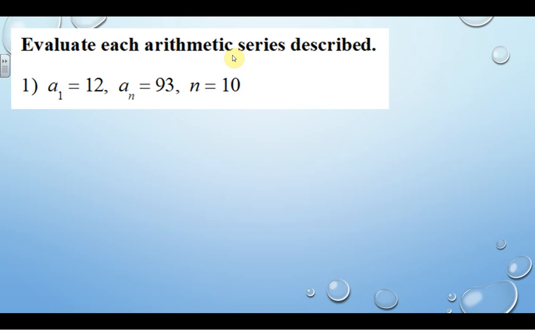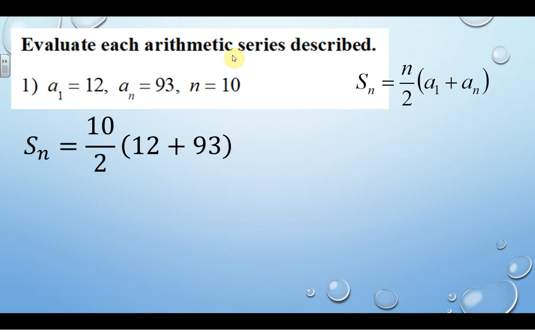So again, it's n over 2, parentheses, a sub 1 plus a sub n. Well, 10 over 2, parentheses, 12 plus 93. Bam, look at that. I made an easy one to warm us up. So if they give you your first term, they give you your last term, and then give you the number of terms, all you're doing is plugging it in.